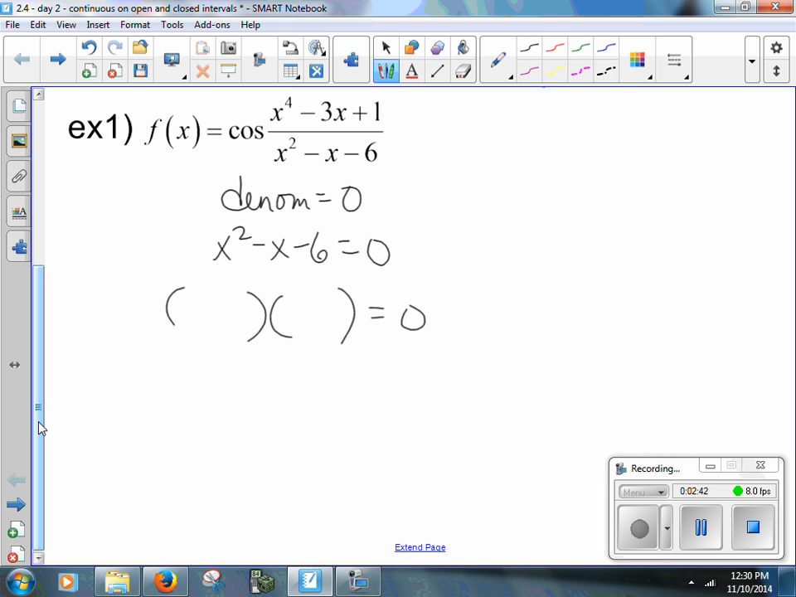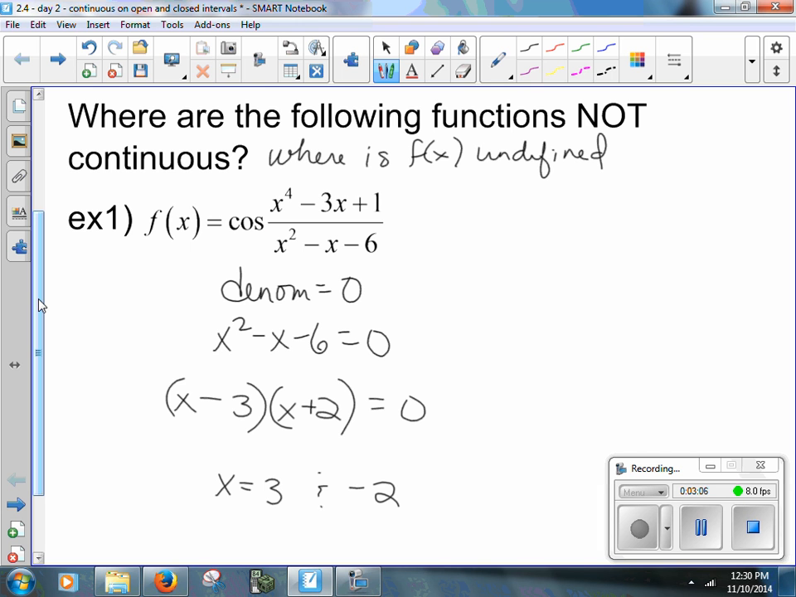It's a quadratic, so we set it equal to 0 and we factor it. What is it? 3 and 2. Are my signs the same or different? Different. Which one's going to be minus? 3. And then we get two solutions, x equals 3 and x equals -2. Now go back and look at what it was asking for: where are the following functions not continuous? It's not continuous when x equals 3 and x equals -2. Do you guys agree?